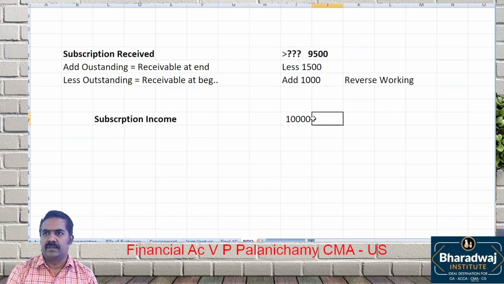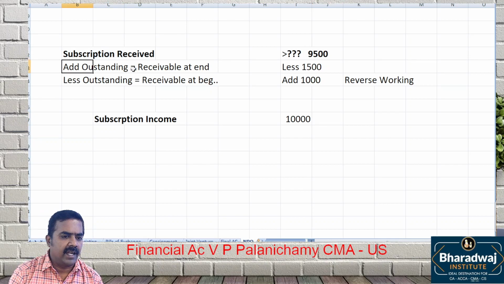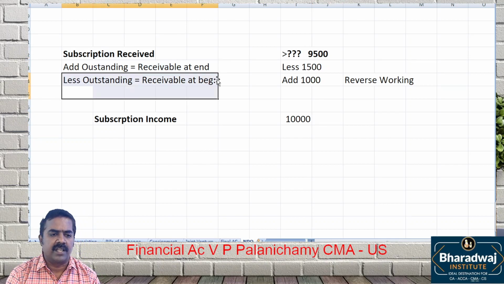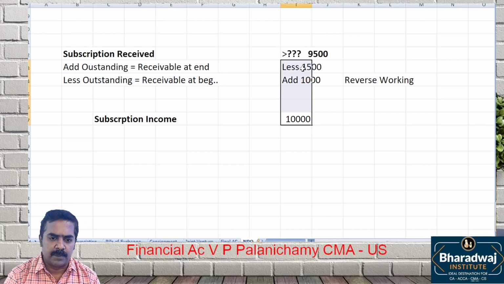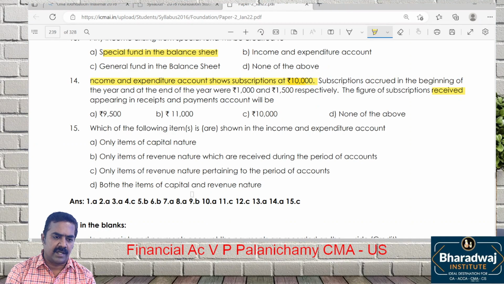It's a reverse working. Now, subscription based question, definite question. Forward approach, we will take received, add outstanding at the end of the year, minus outstanding at the beginning of the year. Reverse, everything reverse. Add 1,000 minus 1,500, you get how much? 9,500. What is the correct answer?